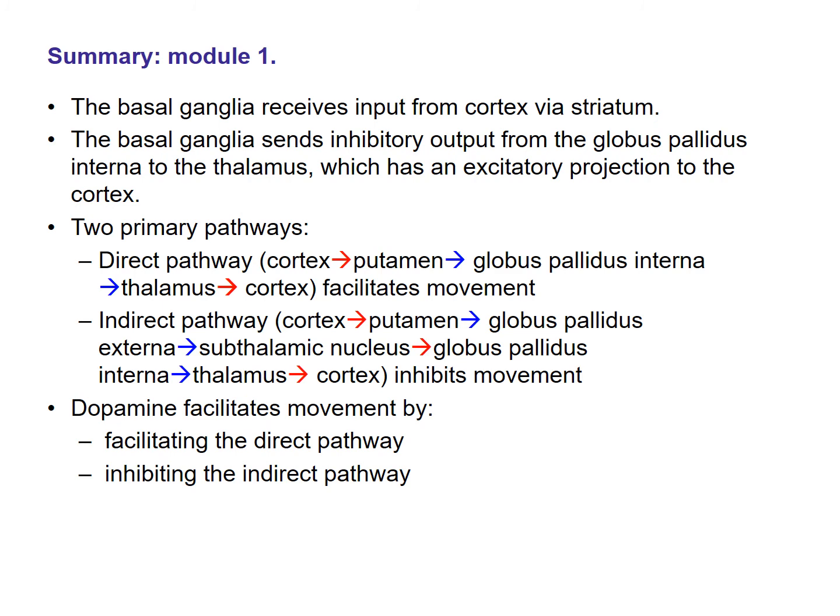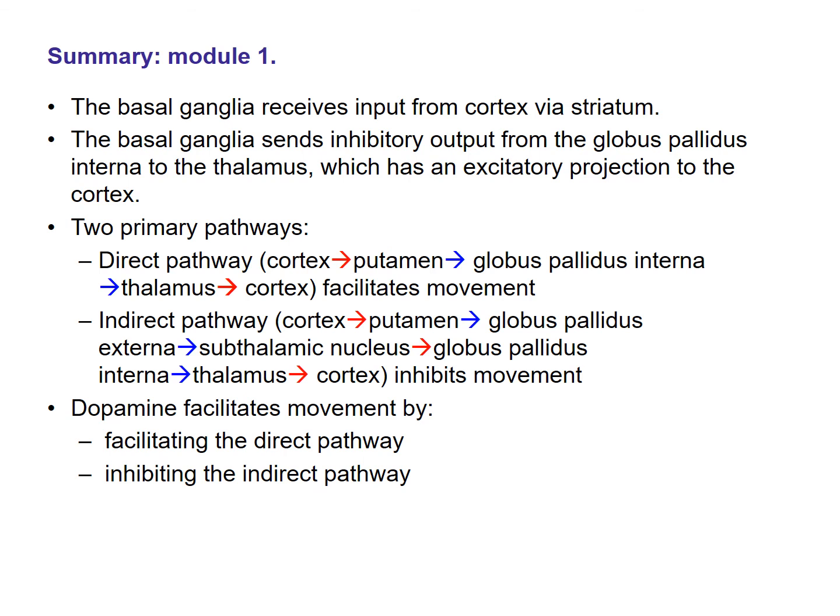So in the direct pathway, cortex first excites the putamen, and then the putamen inhibits the globus pallidus interna. So effectively, the leash holder, the globus pallidus interna, is now inhibited, is now tired, so it can't inhibit the thalamus as strongly, and then the thalamus is free to go and excite the cortex. So that has the net effect of facilitating movement.